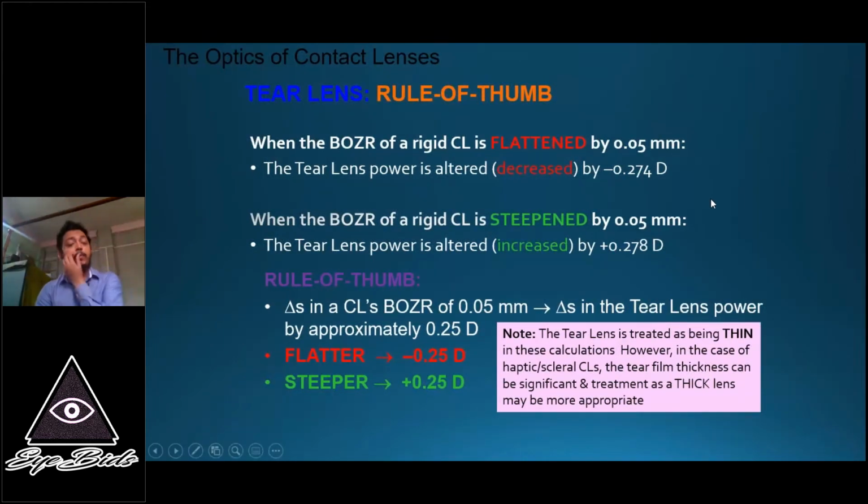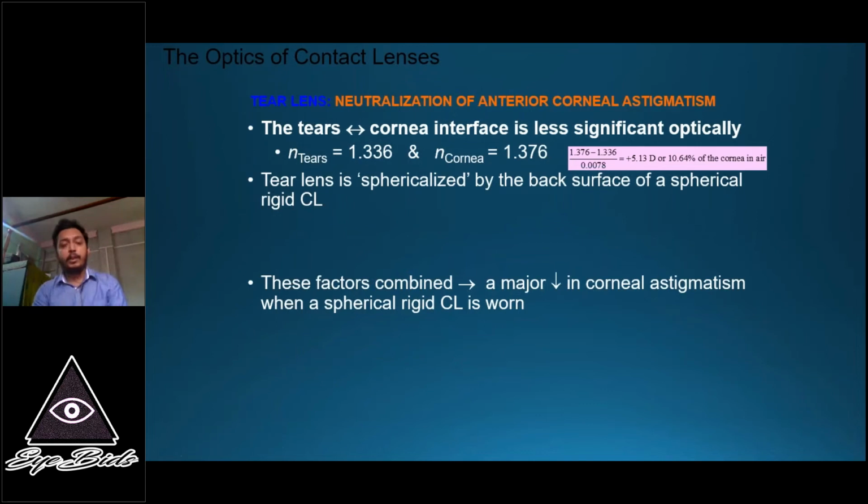So the next one is one of the most important parts of the tear lens: correcting corneal astigmatism. Here we are discussing the corneal astigmatism, not the total astigmatism. If any patient has corneal astigmatism, 90% of the corneal astigmatism will be neutralized by the tear lens. Why is it 90% of the corneal astigmatism? Because if you see, the refractive index of the cornea is 1.37, while the refractive index of the tear is 1.33.